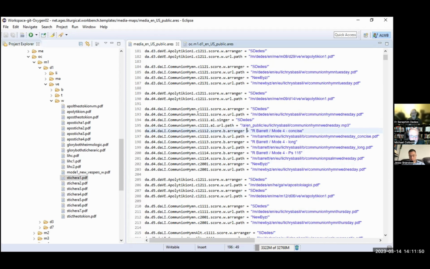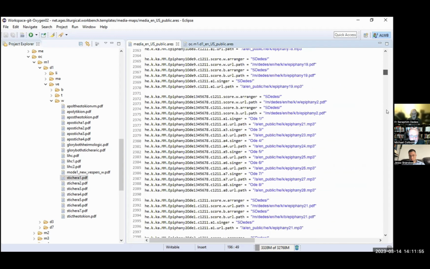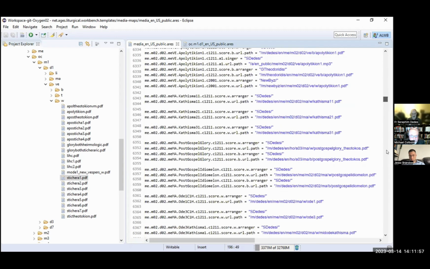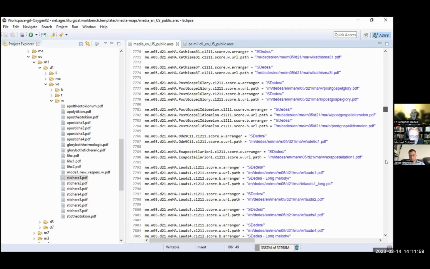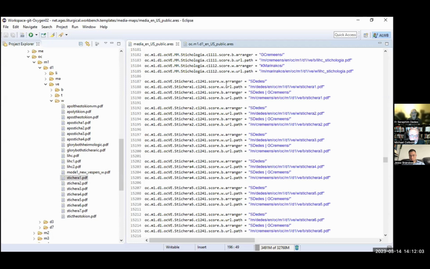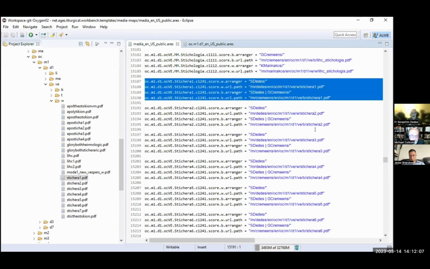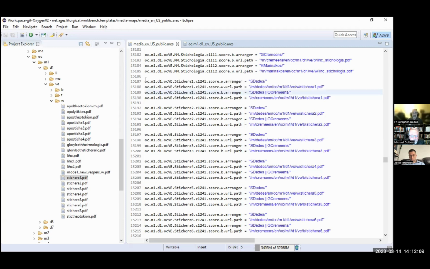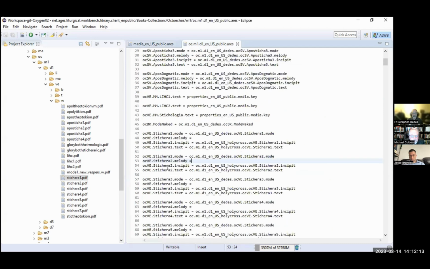Okay. Then next, let's get back to our Stichira 1 that we were at. All right. So here, now we can understand this. This takes us to the key in the Aries file. Okay, this takes us this far, right?